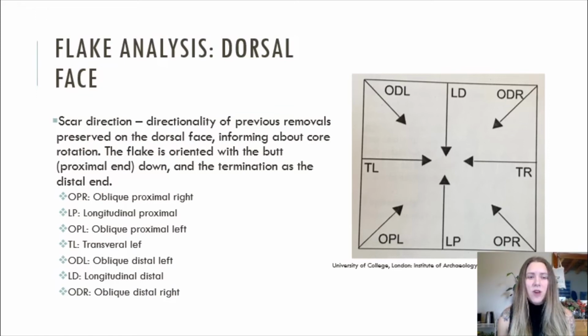So we have oblique proximal right, longitudinal proximal, oblique proximal left, transversal left, oblique distal left, longitudinal distal, and oblique distal right. And so when you're recording the flake scars, you would just have the flake oriented with the butt side down, and then based on where the flake scars originate, you can tell whether it's transversal left or oblique distal right or longitudinal proximal, and so on and so forth.